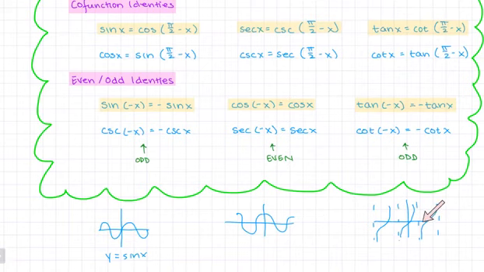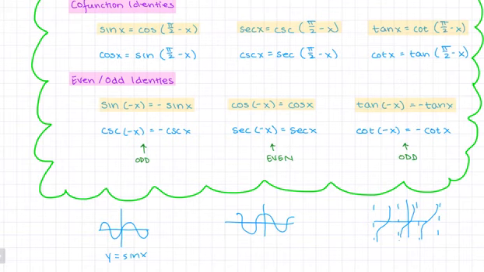Sine and tangent are both symmetrical to the origin, and remember that means you can rotate them 90 degrees or 180 degrees. Just turn your paper upside down and the graph will look identical. So sine and tangent are odd. And then the corresponding reciprocal identities will have the same parity. So if sine is odd, cosecant is also odd. If cosine is even, secant's also even. And if tangent is odd, cotangent's also odd.